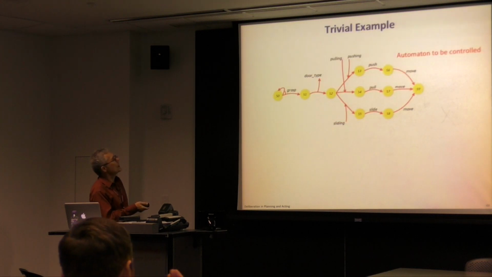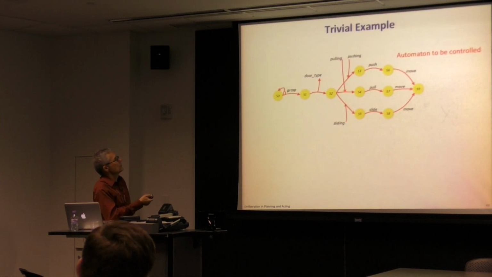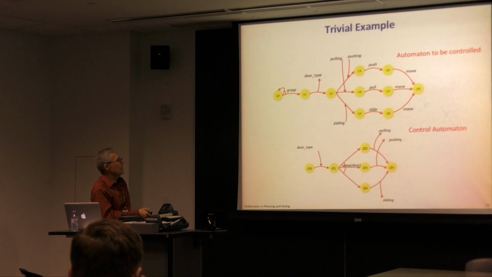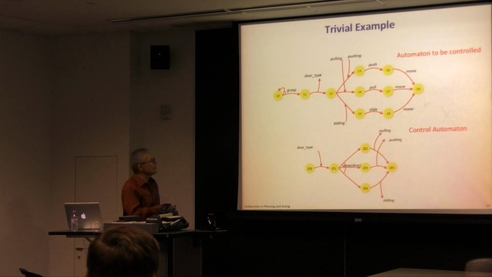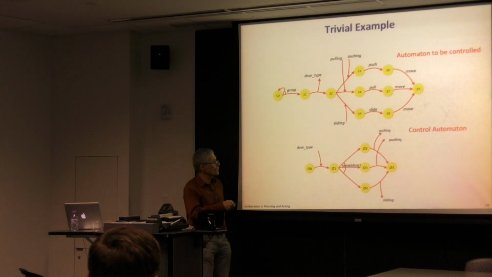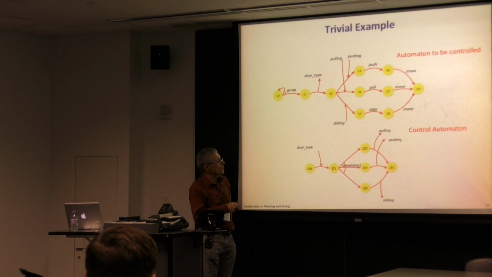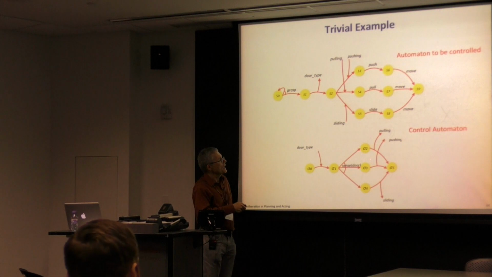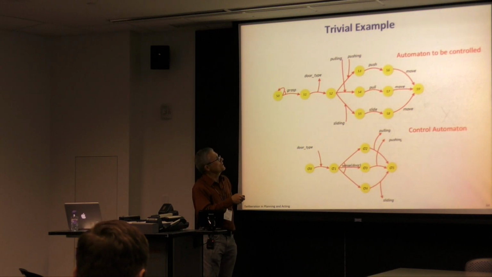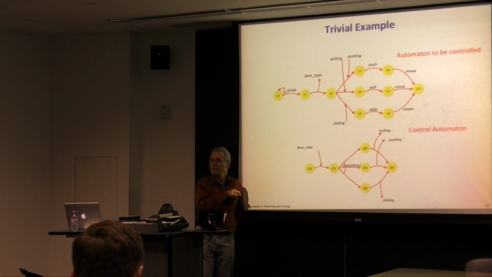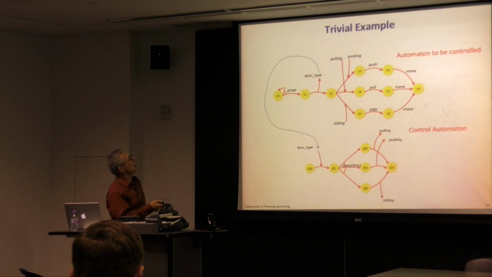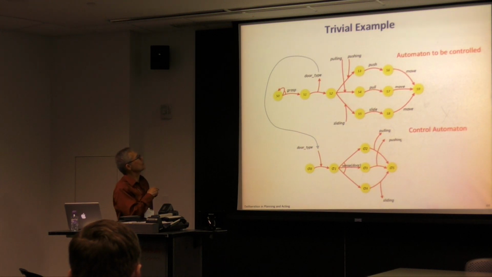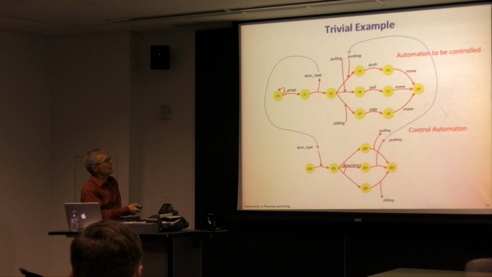So a trivial example of that, this same network that I just had here, a control automaton for this would be something that finds out what the type of the door is using a sensor and returns the appropriate information, either pulling, pushing, or sliding, that gets used by that. Okay? This would be the input to the control automaton. And that would be the output that it sends back to the robot.